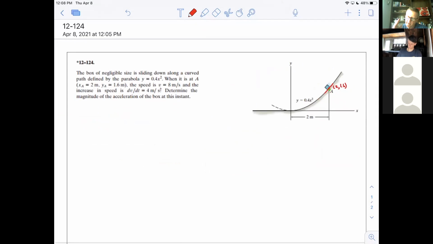And let's see, what can I know? Well, can I know the radius of the circle? Can I know that radius? Well, our formula was 1 plus the derivative. What's the derivative of 0.4x squared? Y'all tell me.